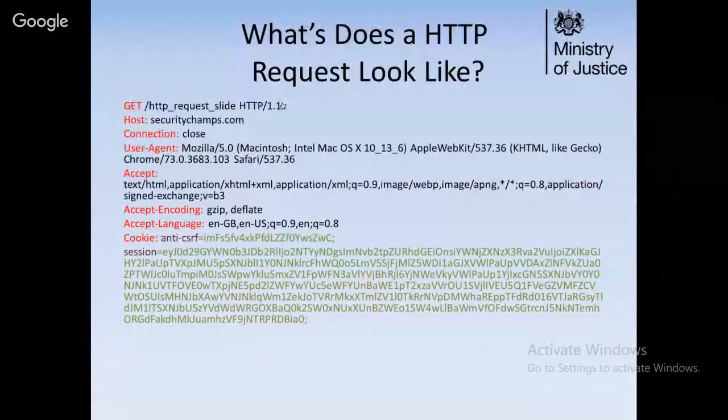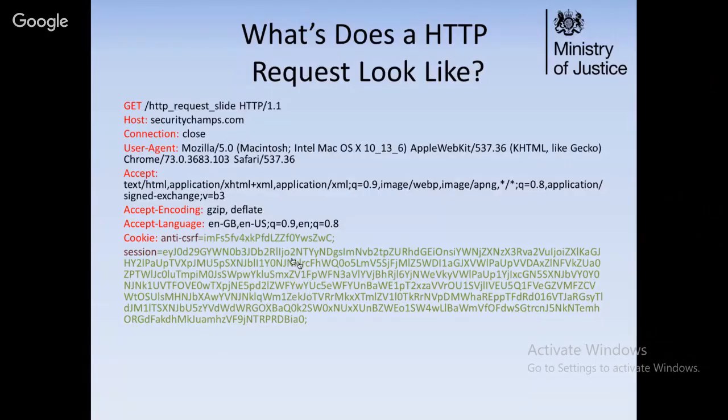So this is your HTTP request. Basically what it looks like is your method, your host, the connection you're doing, the user agent, which is your browser, all the encodings, and then this piece here is your session token, which contains everything to do with how much authorization you have within the app.